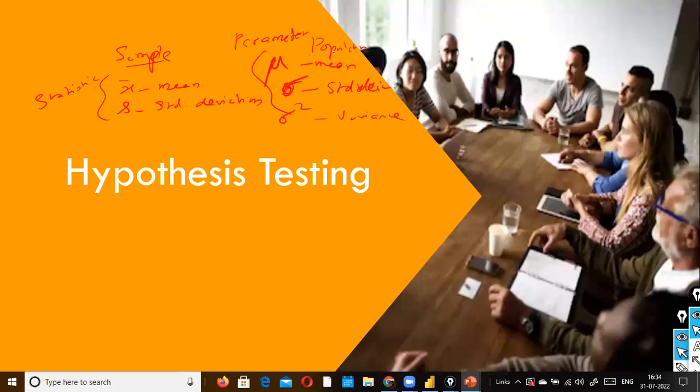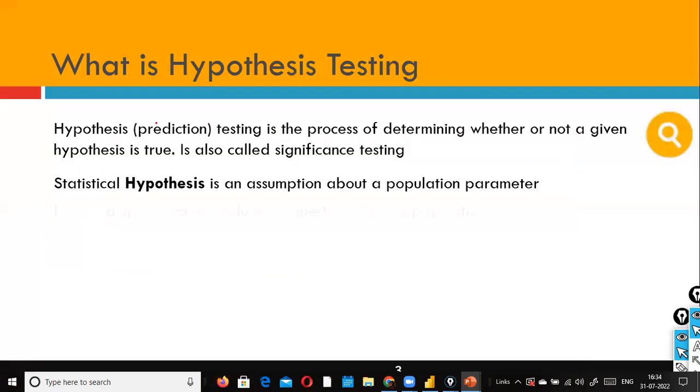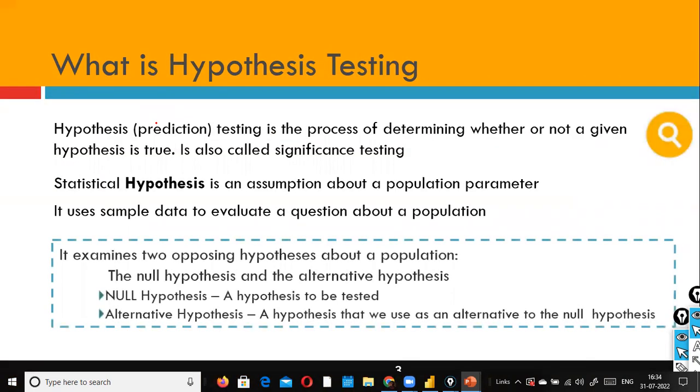So basically we are hypothesizing an assumption about a population parameter. In hypothesis testing, in general, we use sample data to evaluate a question about a population. It examines two hypotheses about a population: the null hypothesis and the alternative hypothesis.